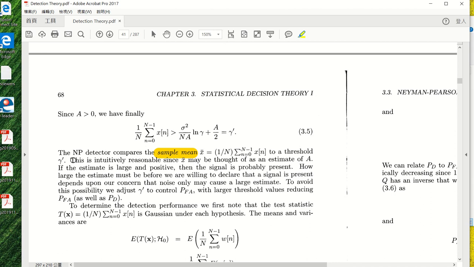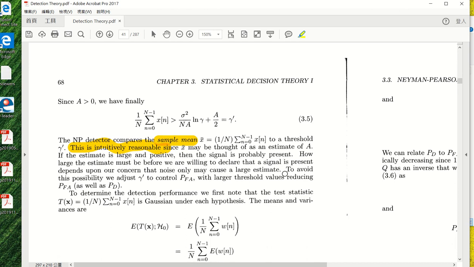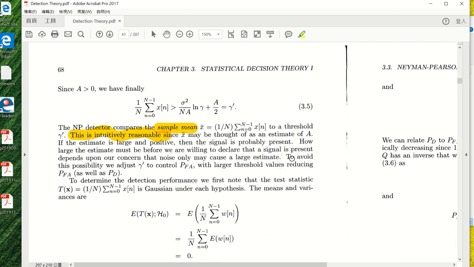Okay, so it has explained here. This is intuitively reasonable since x bar, which is the sample mean, may be thought of as an estimate of A. If the estimate is large and positive, then signal is probably present. 如果这个 sample 面是大的，那我们就会假设说，哦，那大概就有讯号吧，哈。工程上也是直觉上都是合理的啦，哈。如果有一些东西算出来跟我们的直觉不合，那我们就会再 double check 数学是不是有算错啦。但是有时候的确有些问题，它的数学结果跟我们直觉并不吻合，哈。但是大部分都是吻合的。Okay, so okay.